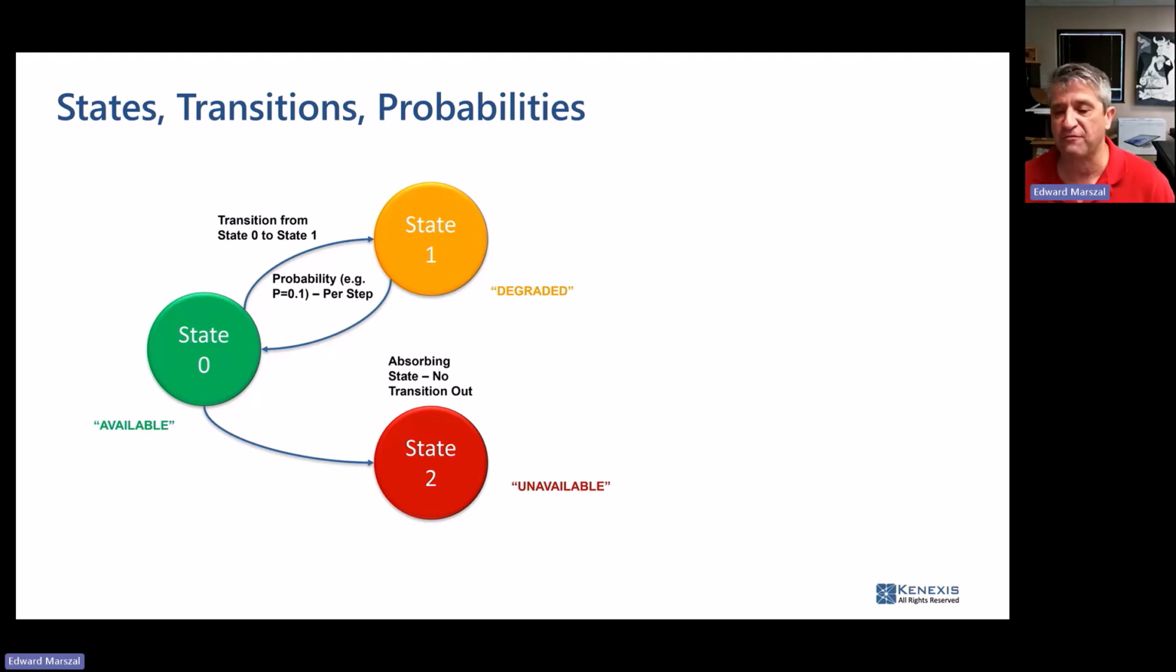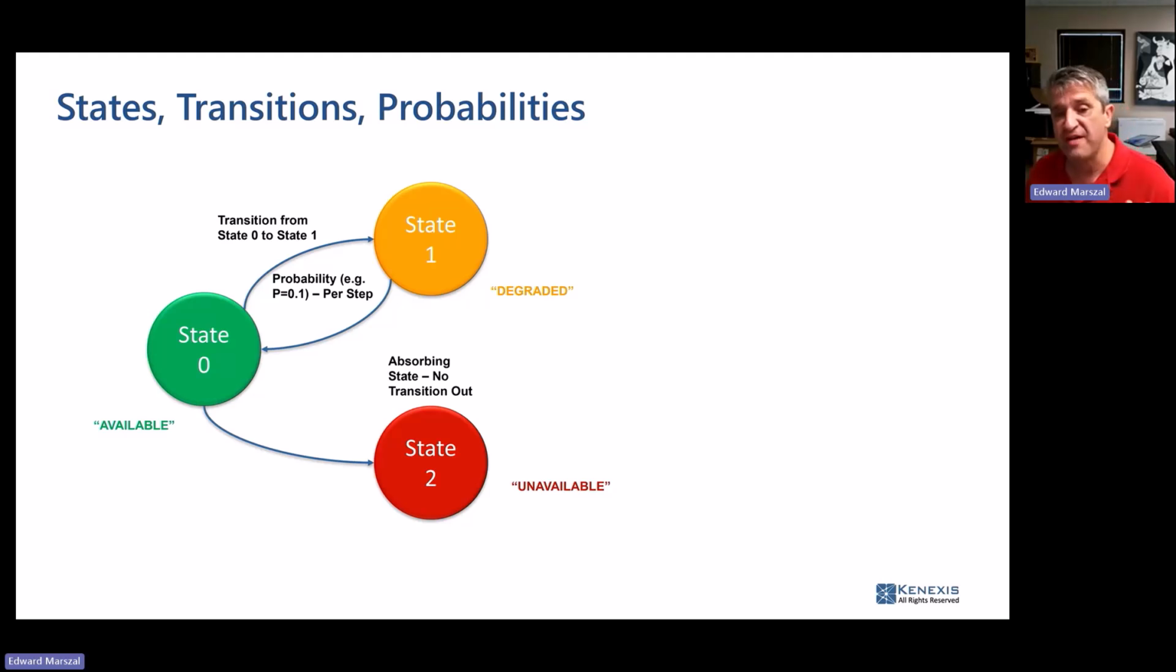In this case, we have 3 states. So for that transmitter, it could be in the available state, the operational state, the working state. That's going to be state 0. Or it may have failed. And in this case, I'm looking at 2 different failure modes. One is a failed safe, which is going to be state 1, and then failed dangerous, which is state 2. Okay, so we have the different states.